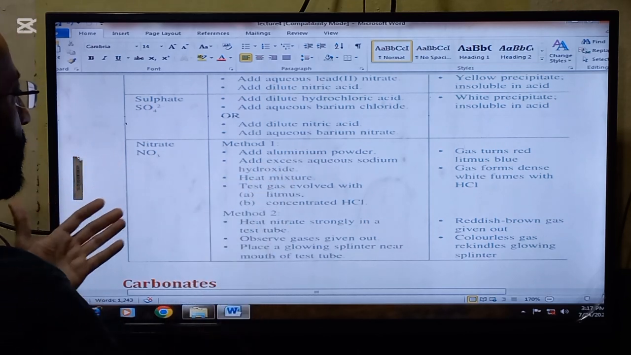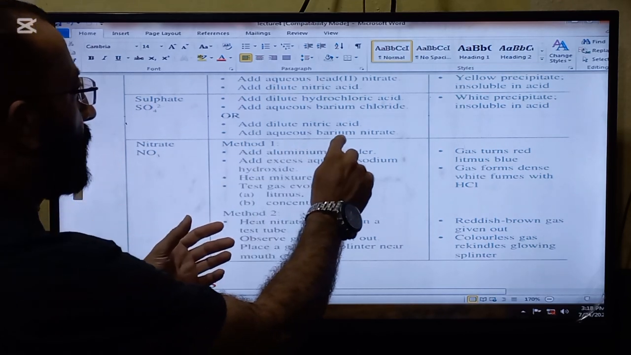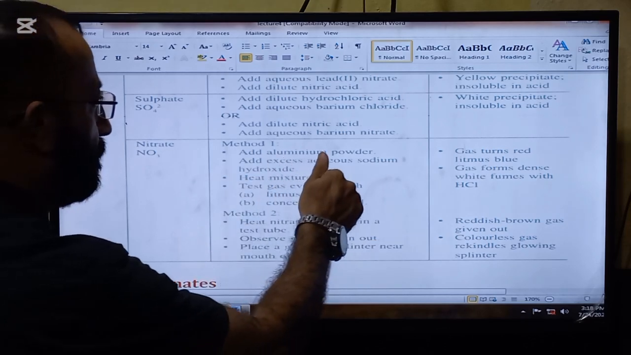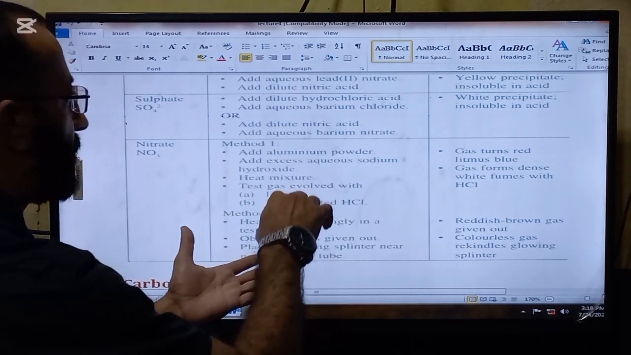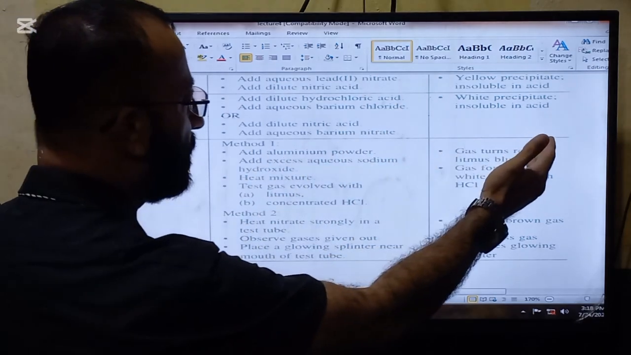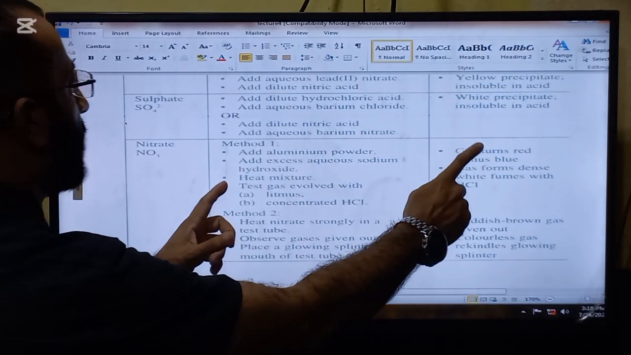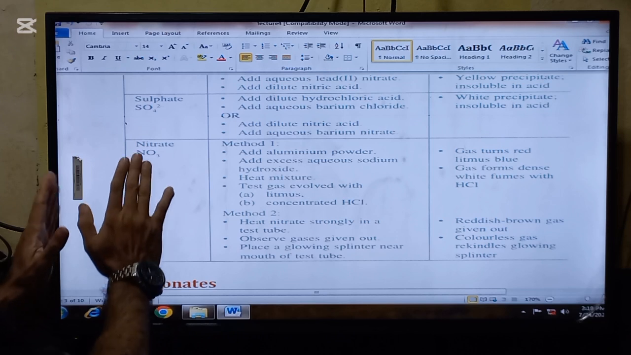Here is another method: if we add dilute nitric acid to our sample anion and add aqueous barium nitrate, and a white precipitate is formed which is insoluble in the nitric acid, this will be the sign that this anion is the sulfate ion.